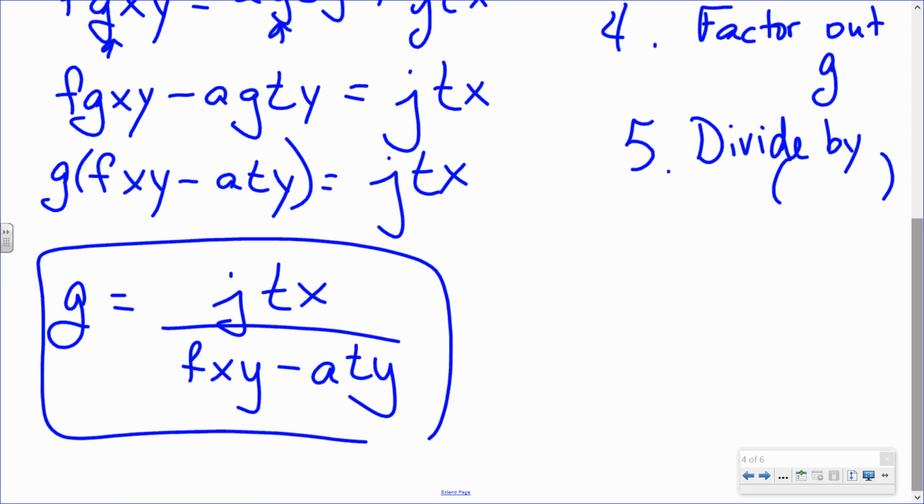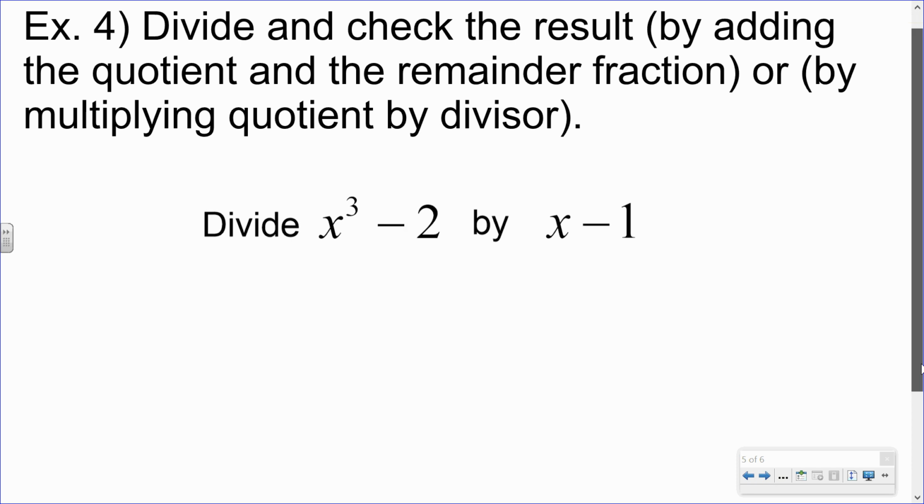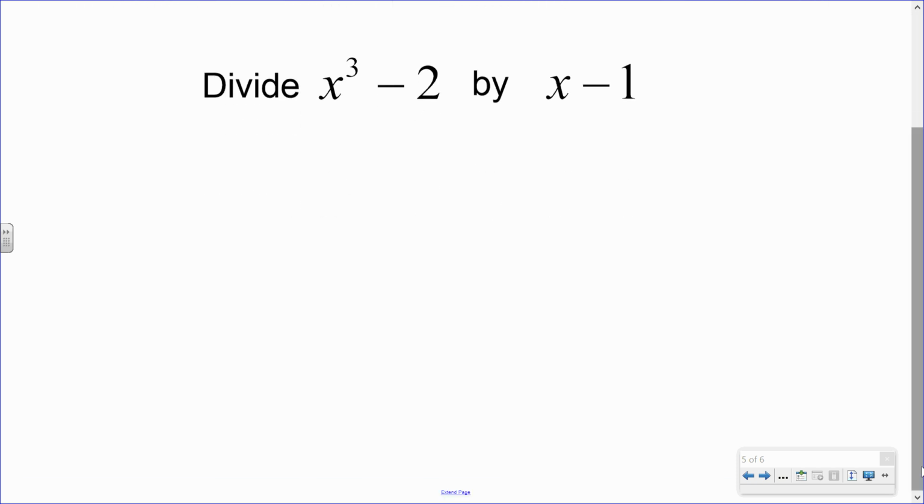Everybody good on up to there? Okay, that just leaves one other topic for us to review today. The other thing we're going to review is polynomial division and how you can tell when you're done if you got the correct answer. So divide x cubed minus 2x by x minus 1 means that I have x cubed minus 2x on the inside and x minus 1 on the outside.